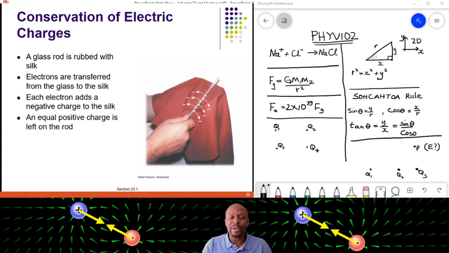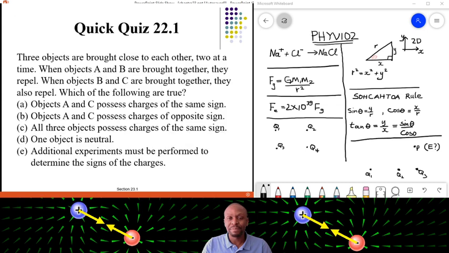For example, when you rub the glass rod with silk, the electrons are transferred from the glass to the silk, and each electron adds a negative charge to the silk. An equal positive charge is left on the rod. The electrons are actually transferred from the rod to the silk. You can neither create nor destroy electric charge.